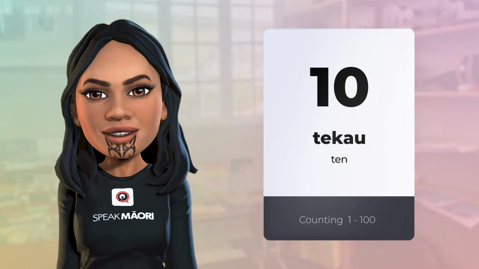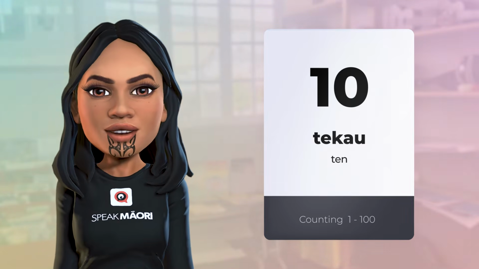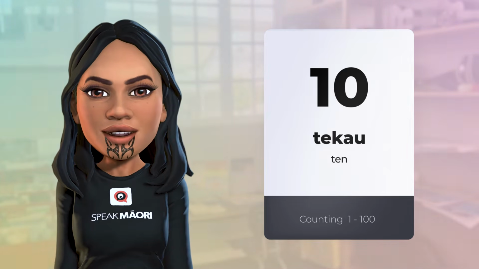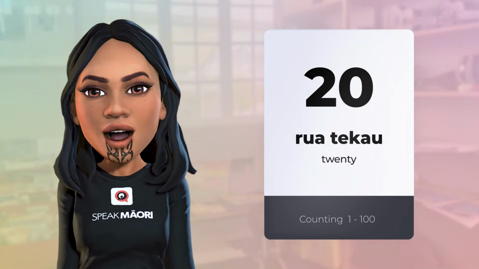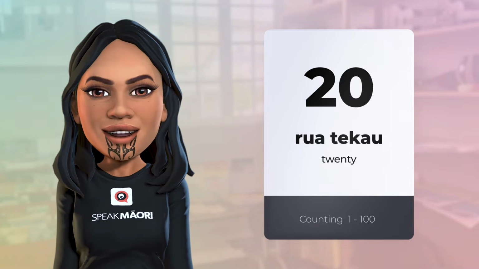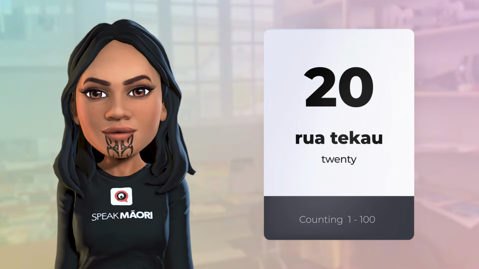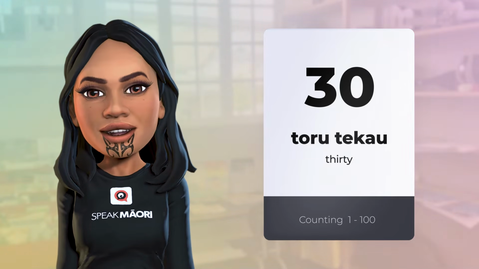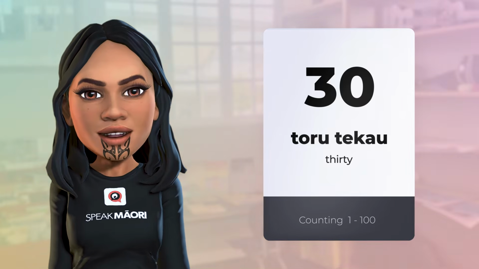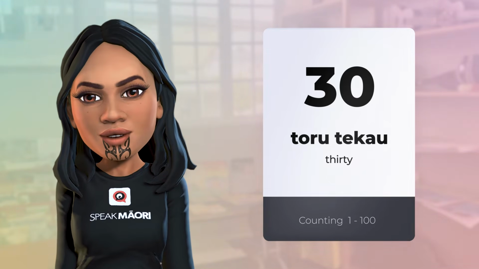Now let's count the tens up to 100. Tekau is 10. Rua tekau, which is translated as 2 and 10, is 20. Toru tekau, 3 and 10, is 30, and the same applies right up to 100.